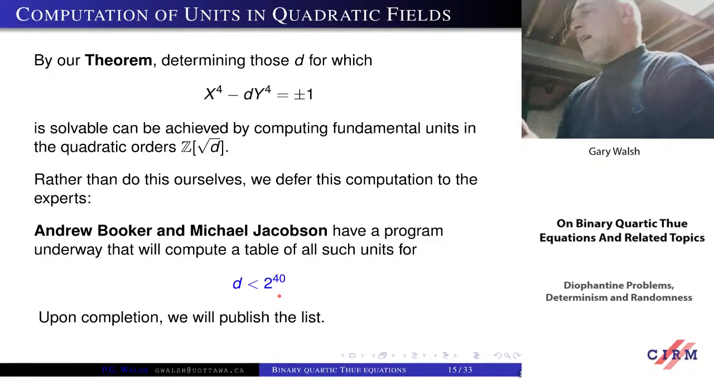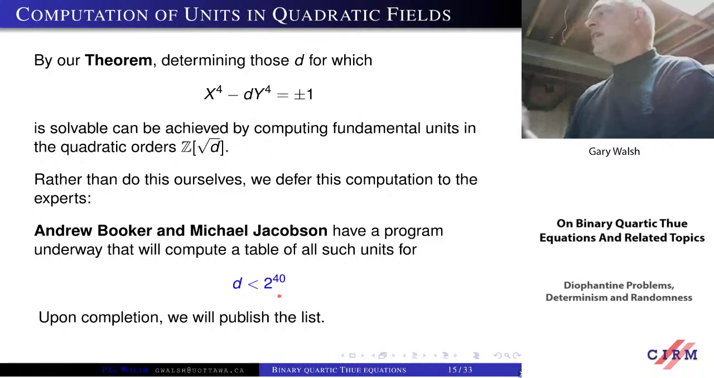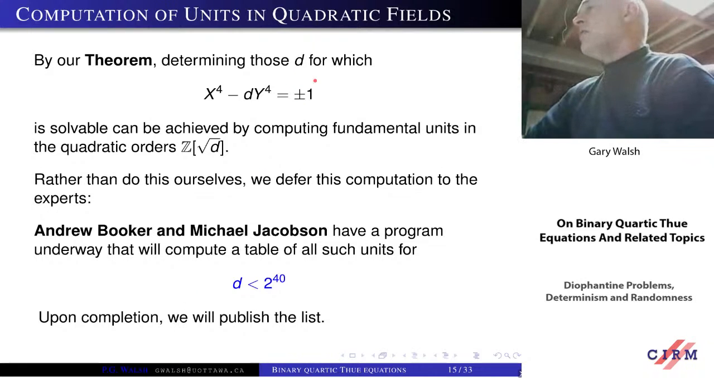So once that list is completed, Mike Jacobson said he would do a favor for us and go through his list and give us all the values of D for which this equation is solvable. So we should get notification of a complete table up to 2 to the 40 sometime in the new year.